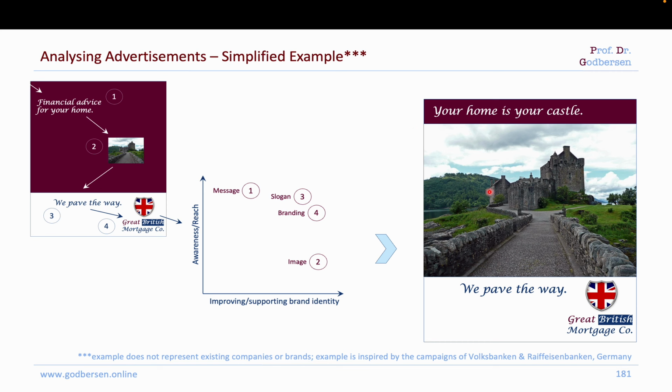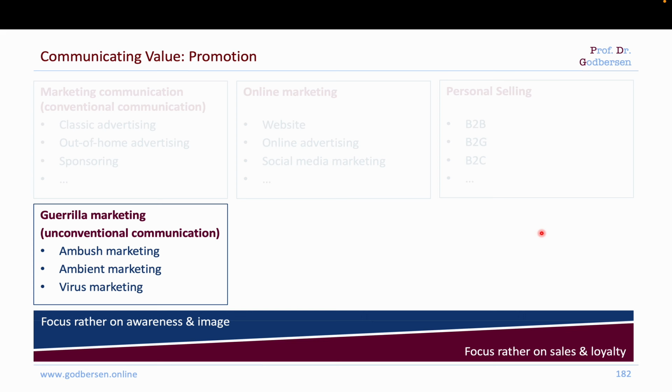You improve the image by just enlarging this, and now it's strong and is in line with your home is your castle, and we pave the way. You see the path leading to the castle. So on the formal design side, we have improved the image. I hope I could give you a good overview of conventional marketing communication. Let's go to the unconventional part, to guerrilla marketing.